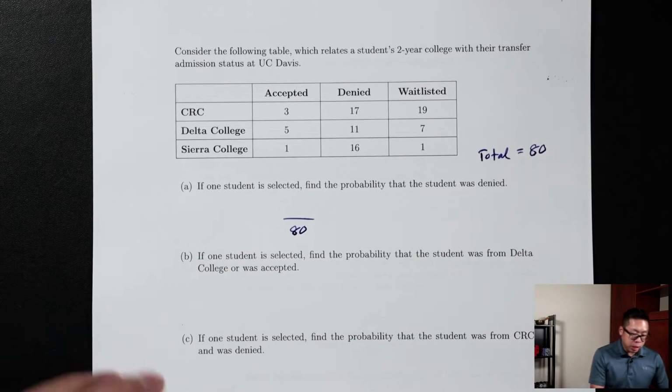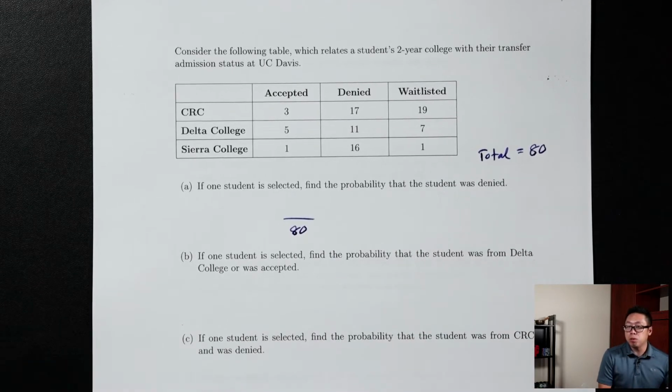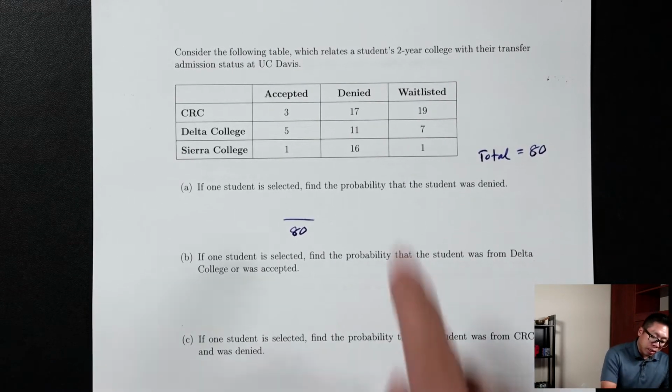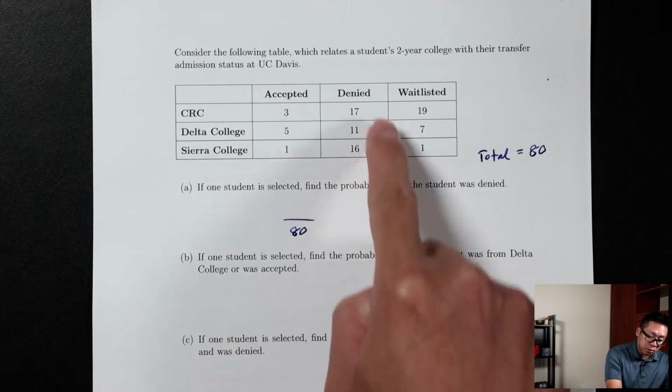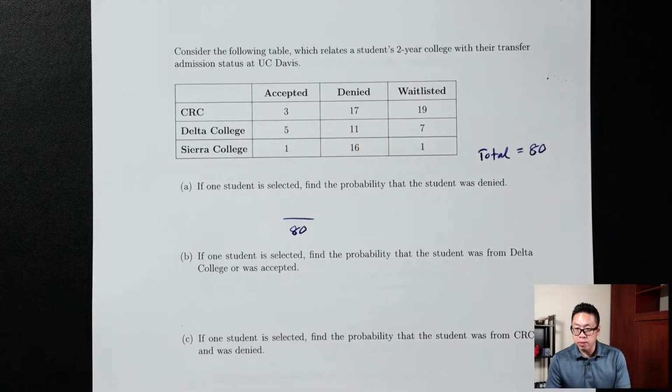For the top, we are interested here in the probability that the student was denied. So how many students were denied? Denied would be this entire column. So 17 plus 11 plus 16. That's 44.